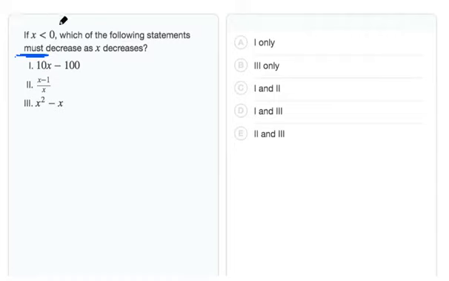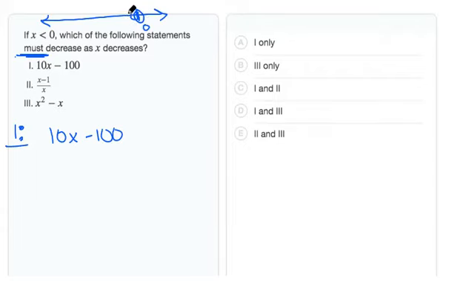We're told that x is less than 0. And for our first statement, we're trying to figure out whether 10x minus 100 must decrease as x decreases. So x less than 0 actually corresponds to a number line, and it's better if we just have a quick number line for us. We're not including 0. So x is anything over here.